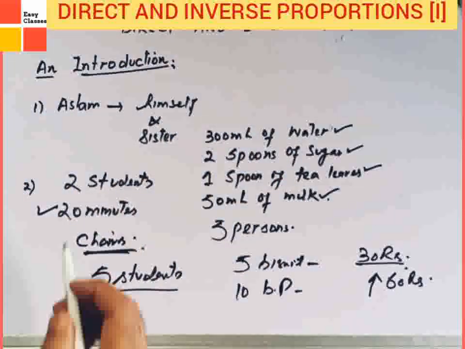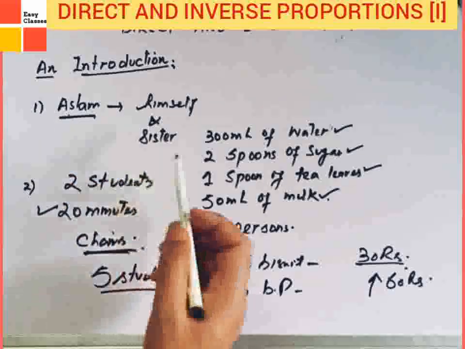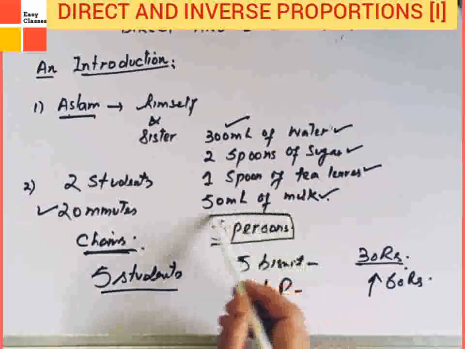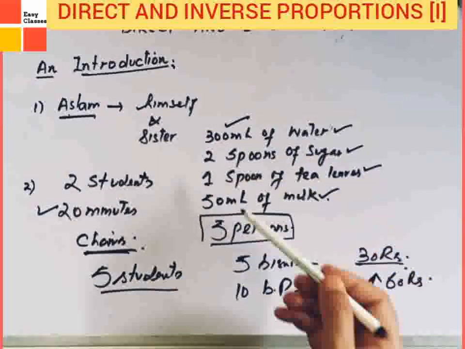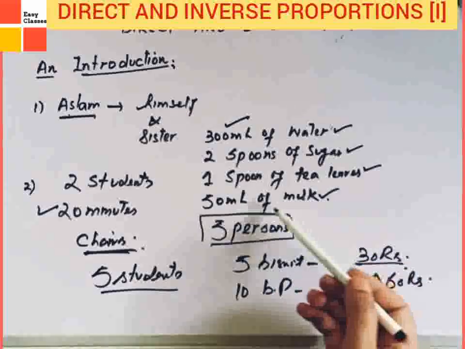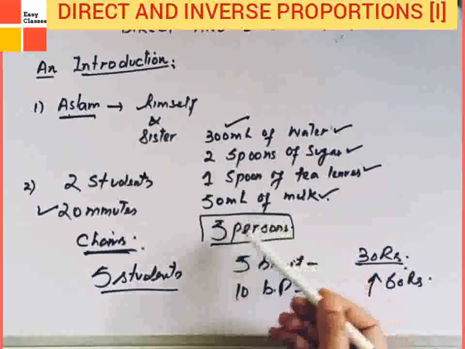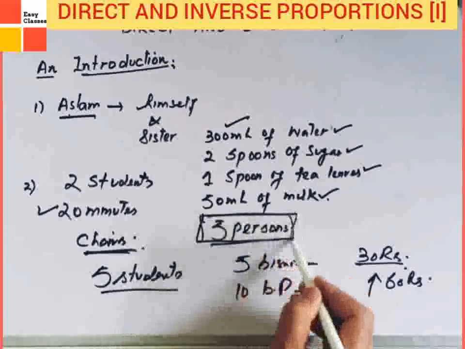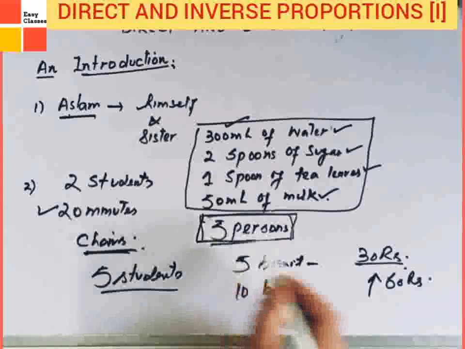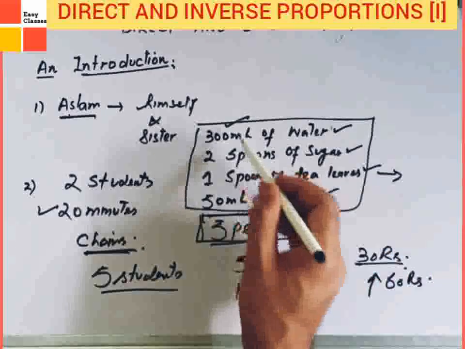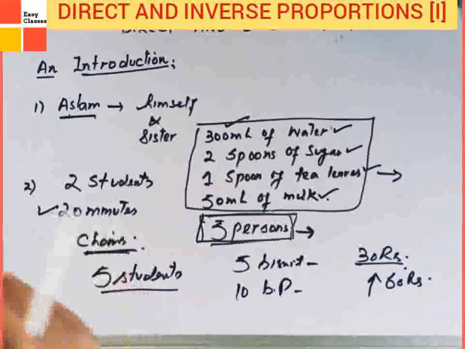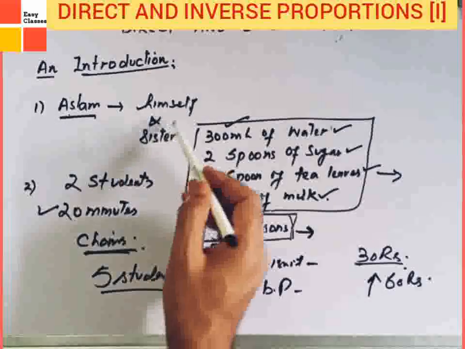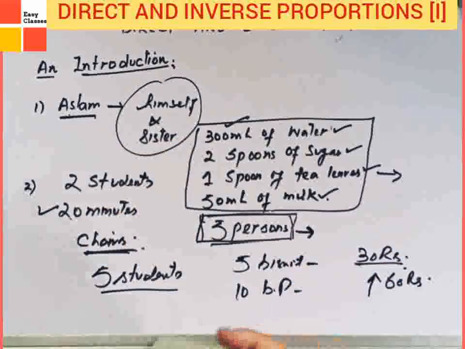So let's take the example of Aslam. When he prepares tea for himself and his sister, he requires only 300 ml. When he prepares tea for 5 persons, the amount of water, sugar, tea leaves and milk will increase. If the number of persons increases, the quantity of each of these items will also increase. So we can say that change in one quantity leads to change in the other quantity.